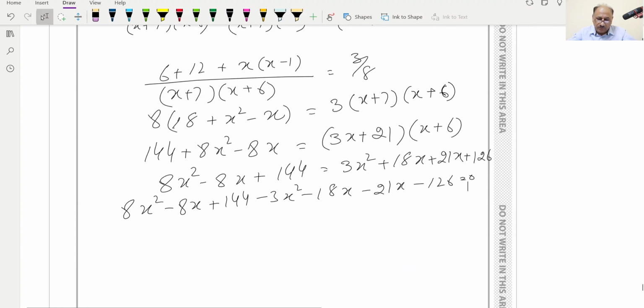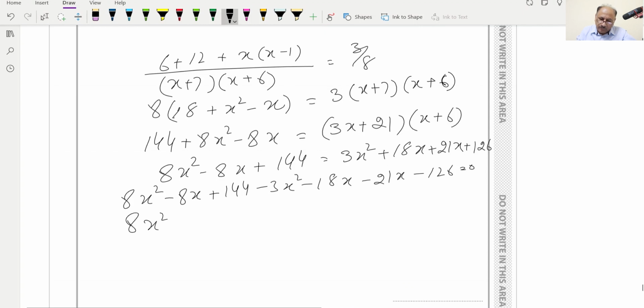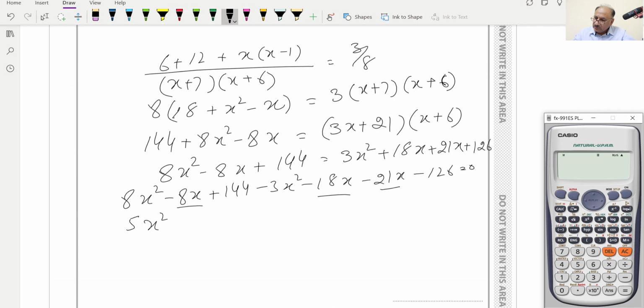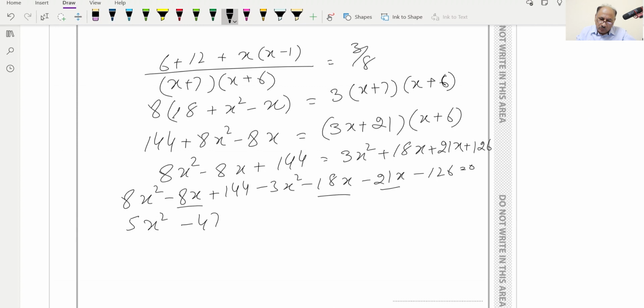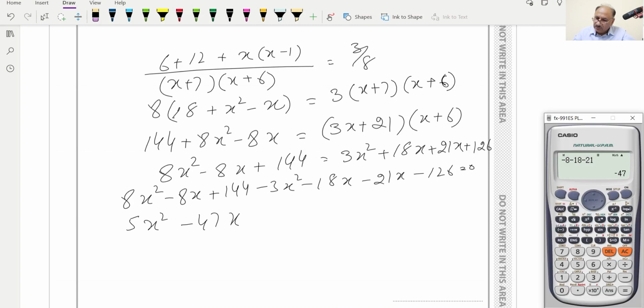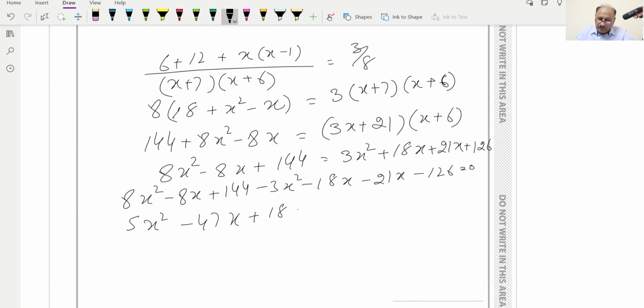Now adding the like terms, we will get the quadratic equation. So 8x squared minus 3x squared, we will get 5x squared, and now these are the x terms which we can simplify, and x terms are minus 8, minus 18 and minus 21, and this is equal to minus 47, so minus 47x, and now we can simplify the constant terms, and constant terms are 144 and minus 126 is equal to 18, so plus 18 is equal to 0.